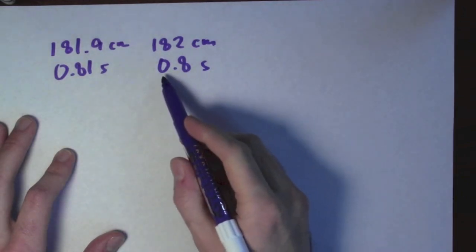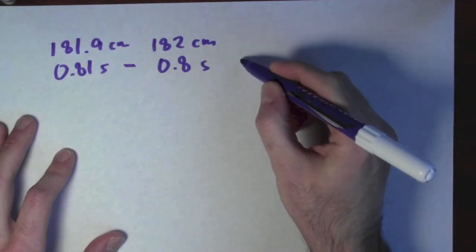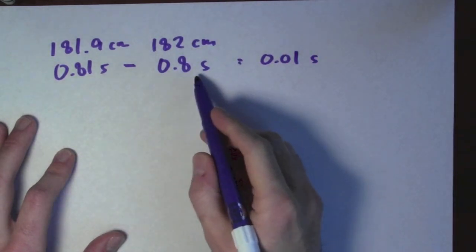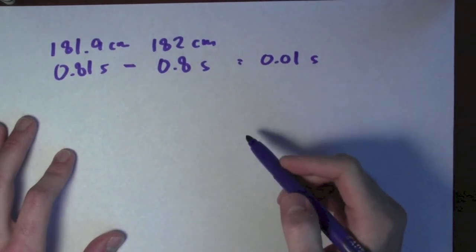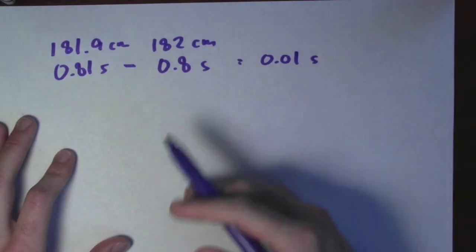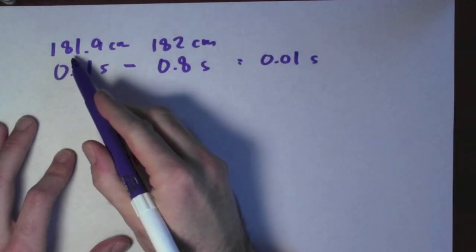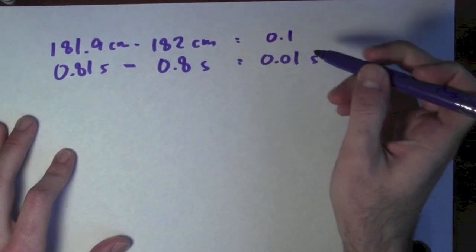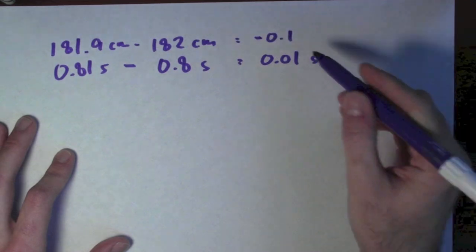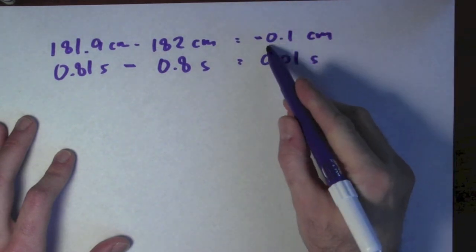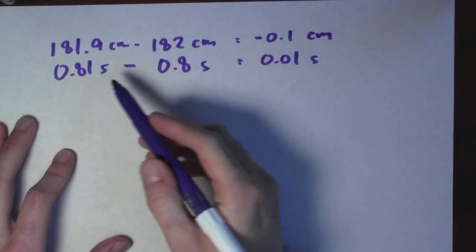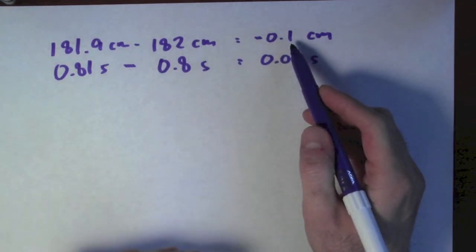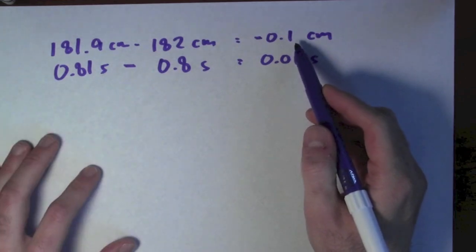Now, this time interval between 0.8 and 0.81 seconds has a duration of just 1/100th of a second. 0.81 minus 0.8 is 0.01. This is a very short amount of time. And during that short amount of time, how far did the ball move? Well, 181.9 minus 182 centimeters, that's just 0.1 centimeters. And if we're being pedantic, it's negative 0.1 centimeters. Right? The ball fell between 0.8 and 0.81 seconds. So this number is recording not only how far it moved, but also the direction that it moved in. It's really displacement instead of a distance.